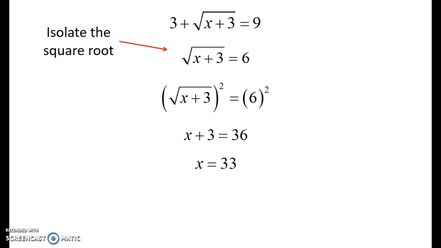Again, you want to check your answer. If you put 33 back in for x, 33 plus 3 is 36. The square root of 36 is 6, and 6 plus 3 is 9, so that checks out.